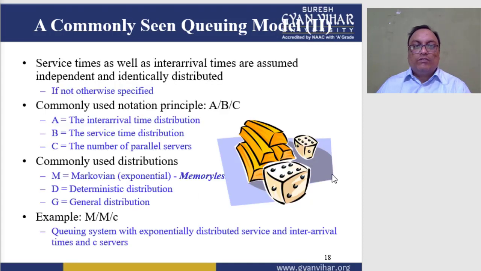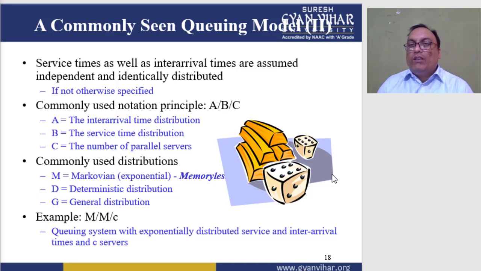And the common sense queuing model assumes that service times as well as inter-arrival times are independent and identically distributed if not otherwise specified, and commonly used notation is A/B/C analysis. Here A shows the inter-arrival time distribution. B shows the service time distribution. C shows the number of parallel servers. Commonly used distributions are M, D, G. M means Markovian, exponential memoryless. D is the deterministic distribution. G is the general distribution.